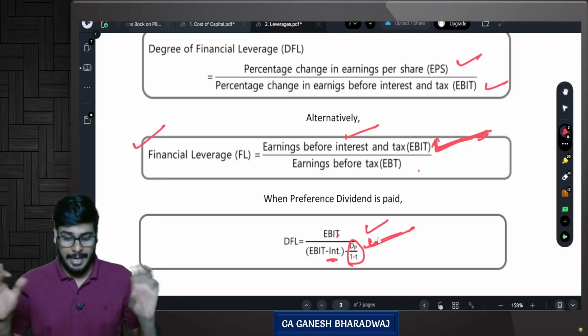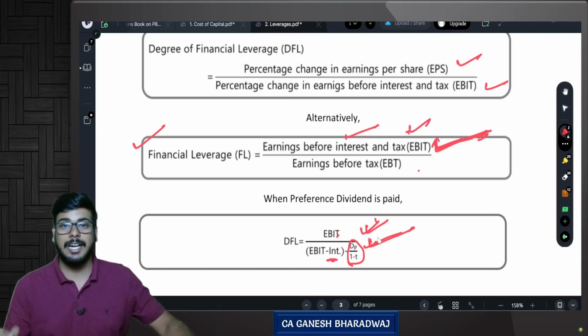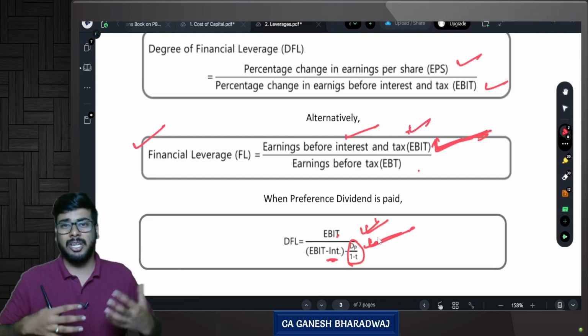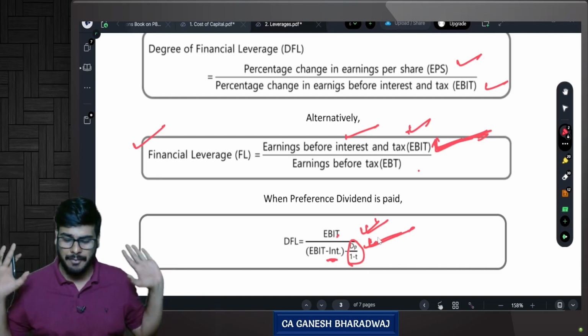In the study material, even when there is a preference dividend, they have ignored the full formula and written it as EBIT upon EBT. So let's not question it. This is how the situation is right now, so accept it. Are you clear with this?